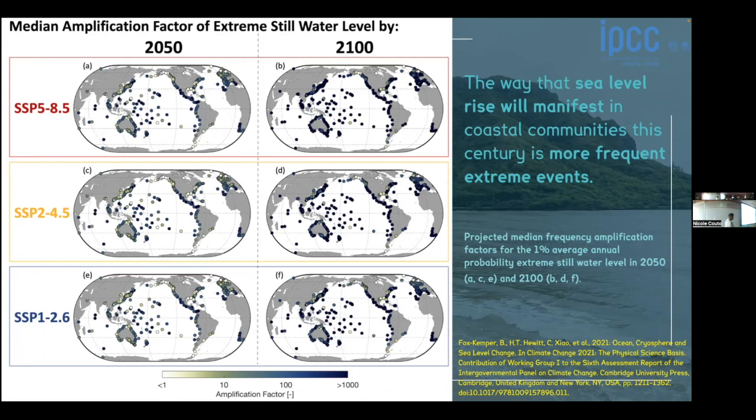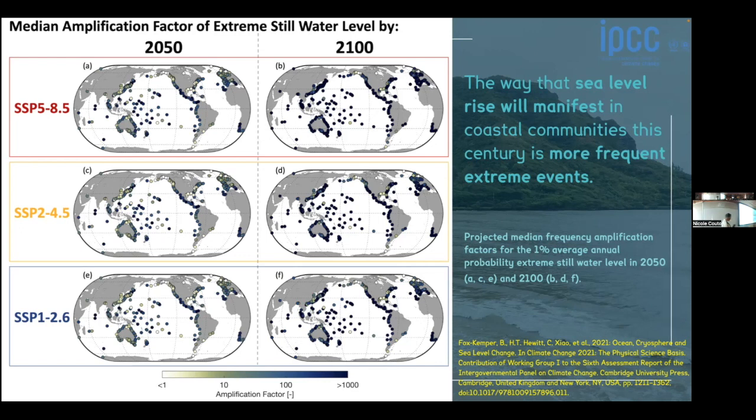And so this is the frequency. The amplification factor goes from 1, which is no change, to over 1,000 on the dark blue. If you look here on the low warming scenarios, you can see lots of white and a few blue spots. And these are tide locations. That's why they are where they are: tide gauge locations.